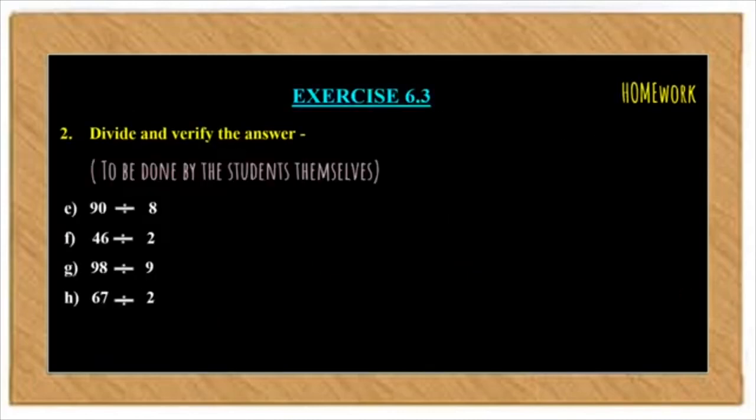Try solving some questions yourself, children, in the notebooks. Do remember to do the verification also in these long division questions. The E part says 90 divided by 8. F part says 46 divided by 2. G part says 98 divided by 9. And H part says 67 divided by 2. When you solve these problems, children, you will understand the concept much better.